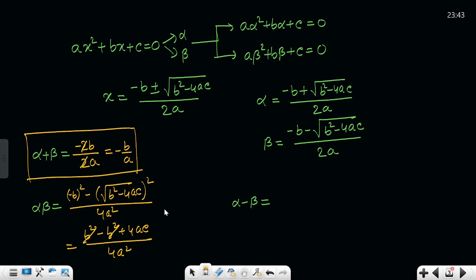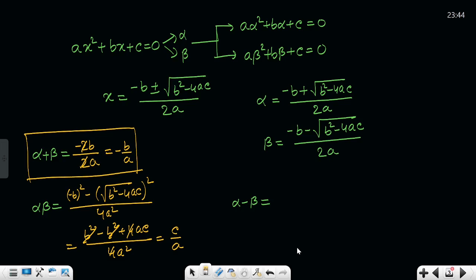So this and this will cancel out, and 4 and 4 will cancel out. Here we will get c by a. So we got a new formula: alpha beta is equal to c by a. Remember this also. These are very important. So we got two main things: alpha plus beta and alpha beta. Now we will find the value of alpha minus beta.